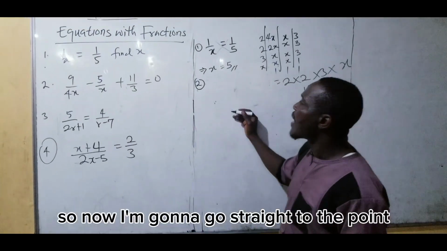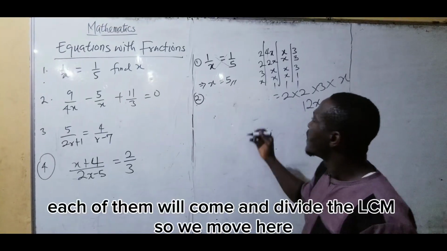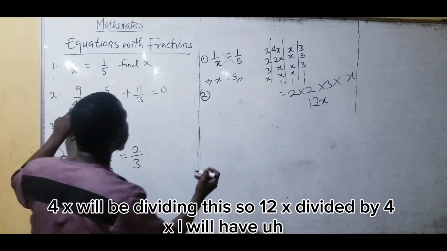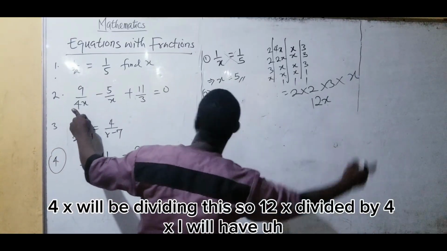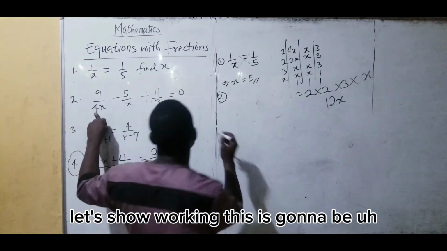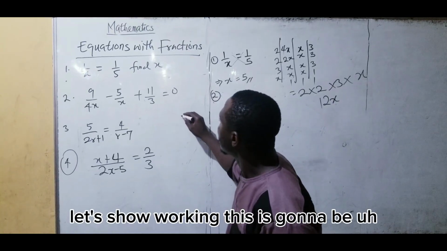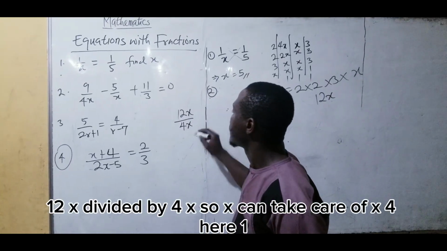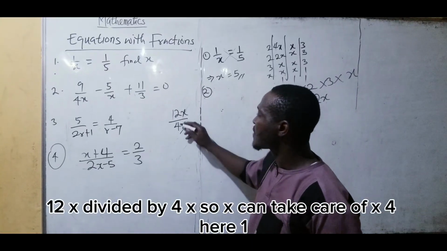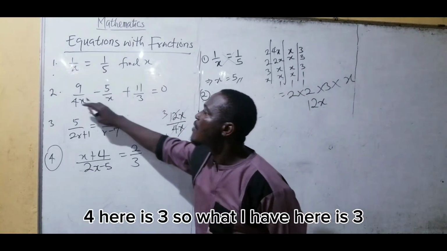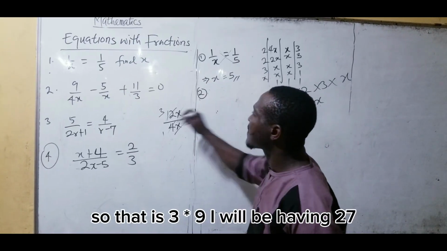So now I'm going to go straight to the point. Each of them will come and divide the LCM. So we move here. 4x will be dividing this. So 12x divided by 4x, let's show working. 12x divided by 4x. So x can take care of x. 4 here 1, 4 here is 3. So what I have here is 3. So that is 3 times 9.